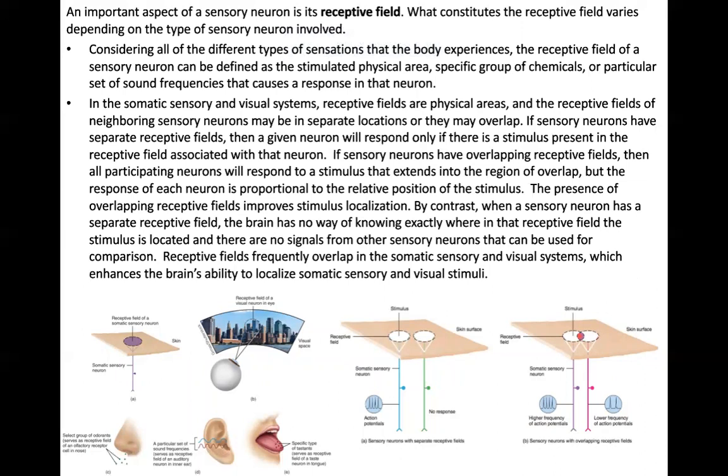So I've already kind of started to talk about this, but an important aspect of a sensory neuron is its receptive field. What constitutes its receptive field varies depending on the type of sensory neuron involved. We can see examples of different receptive fields at the bottom. I used my wingspan as an example, because I think the stretch of my arms is kind of like the stretch of a neuron's dendrites.